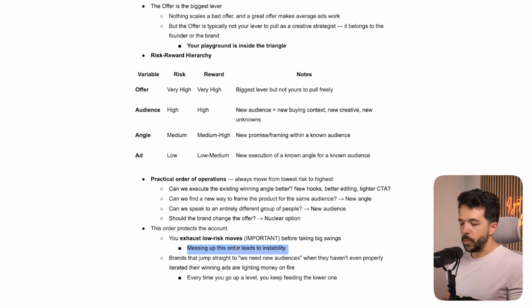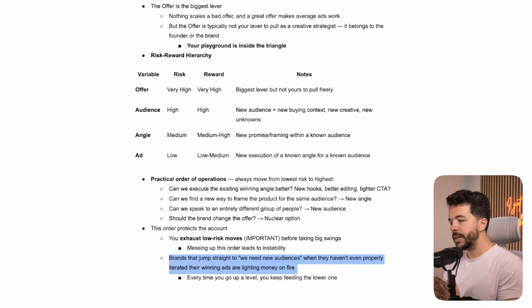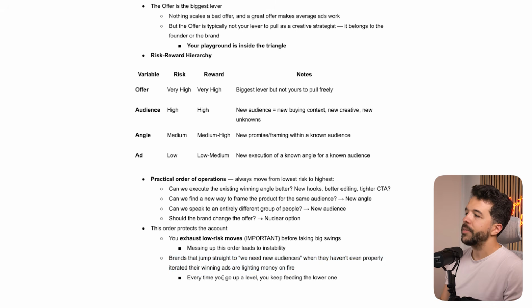Messing up this order is what most of the time leads to instability, and this is why so many accounts have good months, good week, bad week. This is why they focus on the next level, but they forget about feeding the previous one. So they focus exclusively on the angle level, and they are not keeping alive the one angle that was paying the bills, basically. So if you want to jump straight to we need new audiences when you don't have properly iterated your winning ads, you're just literally lighting money on fire. And every time you go up a level, again, you need to keep feeding the lower one.